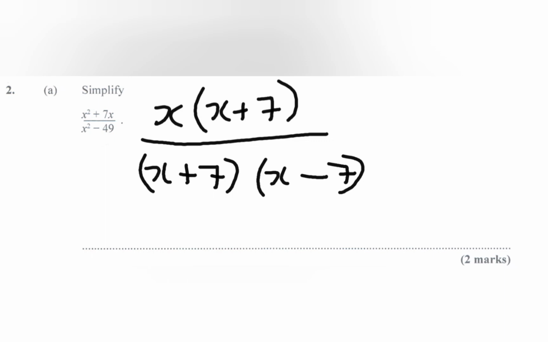7 in the other. Then if we look carefully, we are able to cancel out x plus 7 at the top with x plus 7 at the bottom. So our final answer will be x over x minus 7.